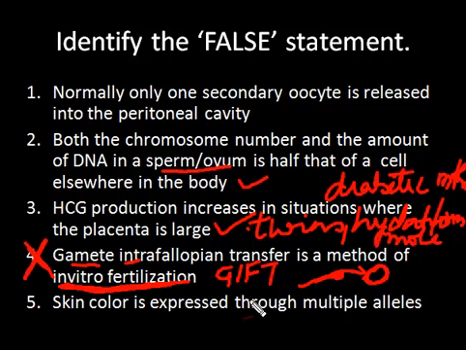But let's look at the last one, which says skin color is expressed through multiple alleles, and this is true. That's why you have the ranges of skin color. You know, when people of different skin colors marry, the children may be of varied color. The skin color may be varied, and that's because skin color is expressed through multiple alleles.